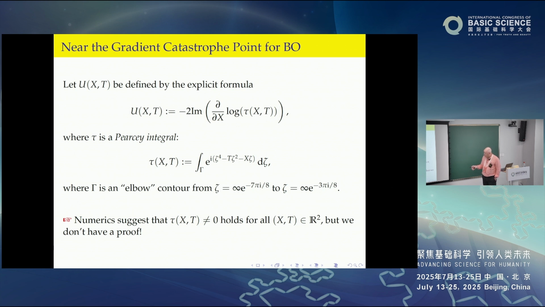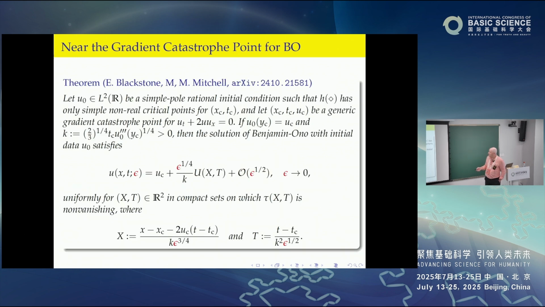So here's the quartic exponent, and the contour of integration, gamma, in the zeta plane is like an elbow shape that goes from this direction at infinity to this direction. So it's turning by 90 degrees. Numerics suggest, from computations anyway, that this quantity does not vanish for any real x,t, but actually we don't have a proof of that. So if you have any ideas, I would love to hear them from you. But anyway, that's a quantity that I'm going to put into this formula here.